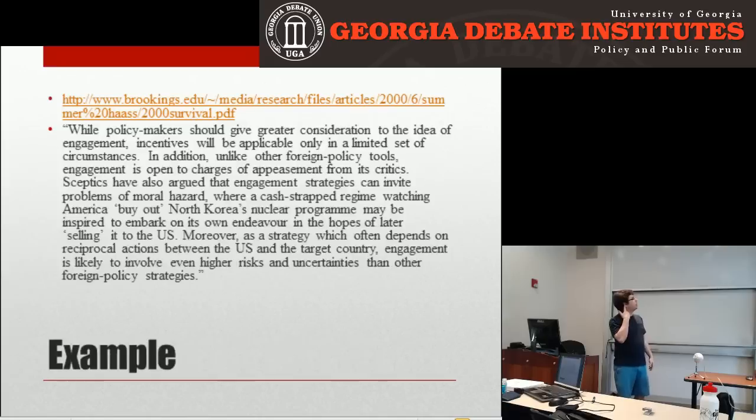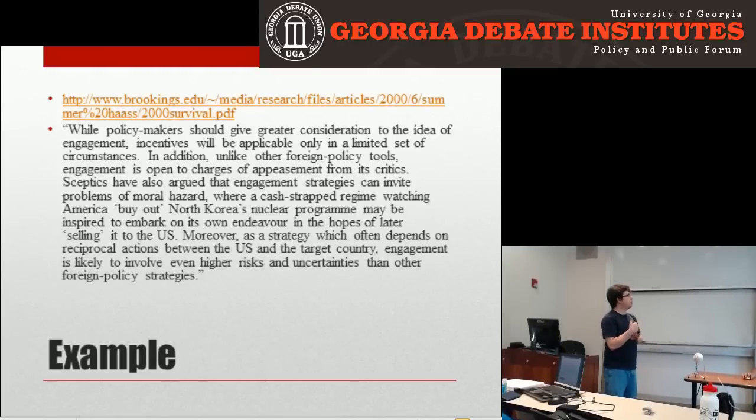Yeah, so here's an example. There's an article that is probably, I bet this is in the topicality file, and it highlights a lot of the focal points of this debate. It says: while policymakers should give greater consideration to the idea of engagement, incentives will only be applicable in a limited set of circumstances. In addition, unlike other foreign policy tools, engagement is open to charges of appeasement from its critics. Skeptics have also argued that engagement strategies can invite problems of moral hazard, where a cash-strapped regime watching America buy out North Korea's nuclear programs may be inspired to embark on its own endeavor in the hopes of later selling it to the United States.